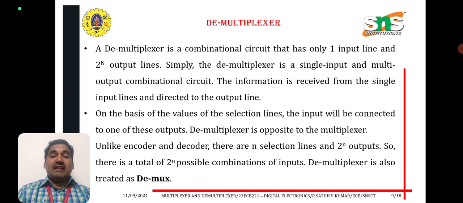Unlike encoder and decoder, there are n selection lines and 2 to the power n parallel outputs. So there are a total of 2 to the power n possible combinations of input. A demultiplexer is also called a demux.